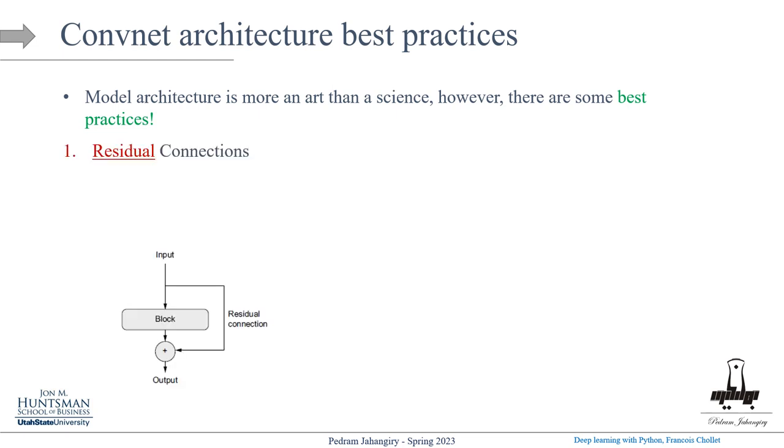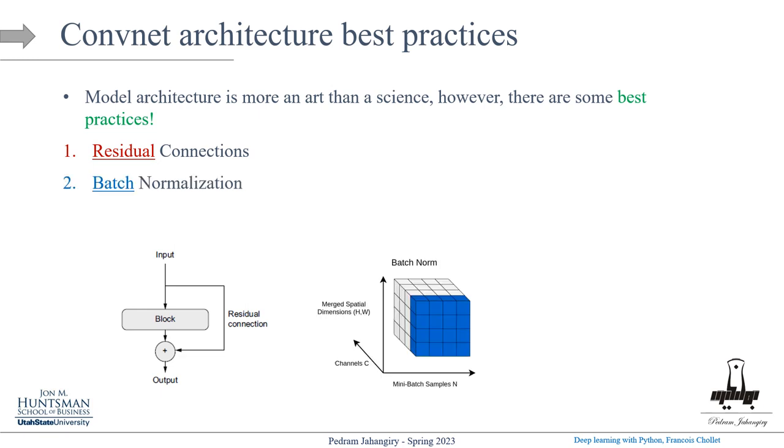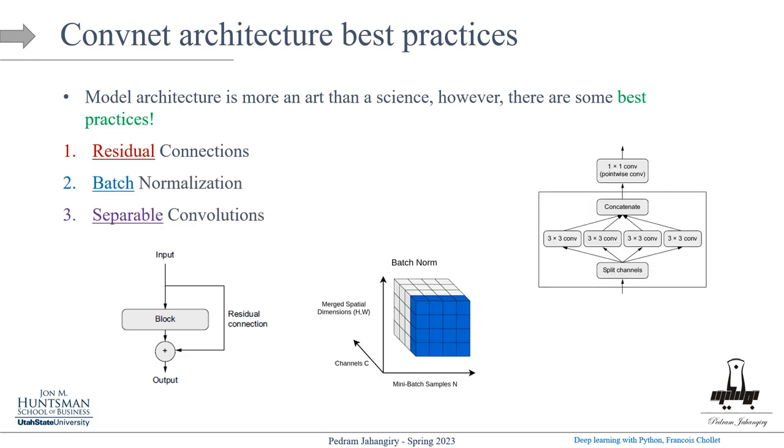So here's a list of three of them. All these best practices are going to help us get better performance out of this system. The first one, residual connections. The second one, batch normalization. And the third one, separable convolutions. So these are some techniques that we can use to improve the performance of our CNN model by applying these best practices. And some of them are more explainable than the other ones.